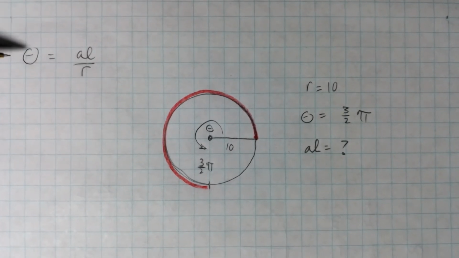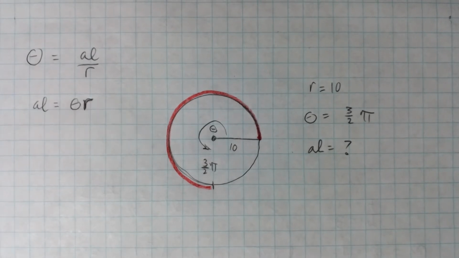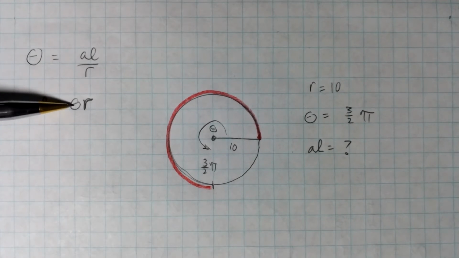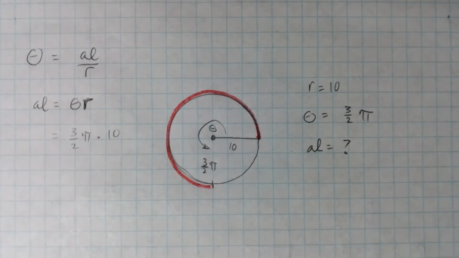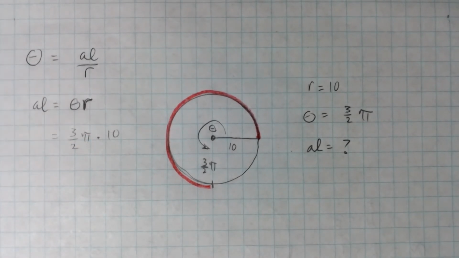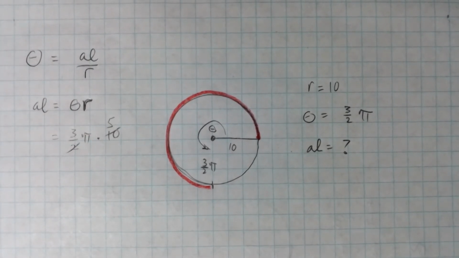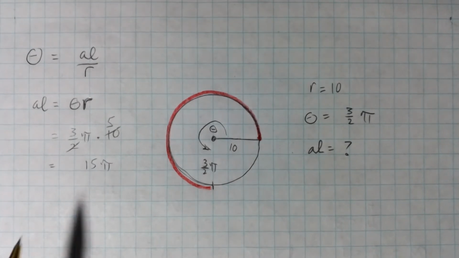Here's our equation, and we want the arc length, so we have to do a little math. Multiplying both sides by r, we get the arc length equals the angle of rotation times the radius. That gives us 3 over 2 times pi times 10. The 2 and the 10 will cancel to a 5, and so I end up getting a length of 15 times pi. So that's around 46-ish, maybe 47, a length of that.